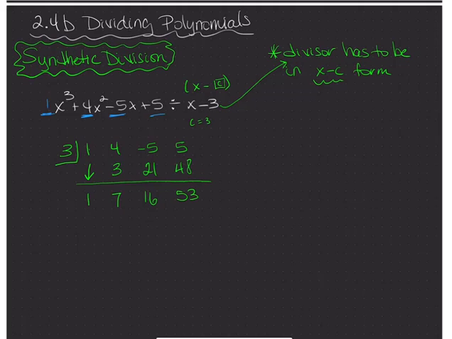I think my video is lagging a little. So then what I do is this last number, I always throw it into a box, because this is actually showing me what my remainder is. So this here is my remainder.